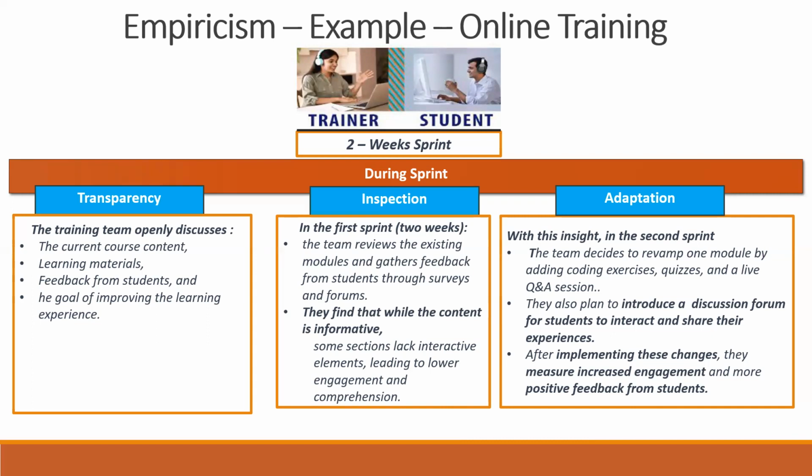Third is adaptation. In the learning of online trainings, we need to make some changes, right? Either we add some exercises, or add quizzes and live Q&A sessions. They also plan to introduce a discussion forum for the students to interact and share their experiences. After implementing these changes, they measure how the training has improved, which can be measured by increased engagement and more positive feedback from the students.